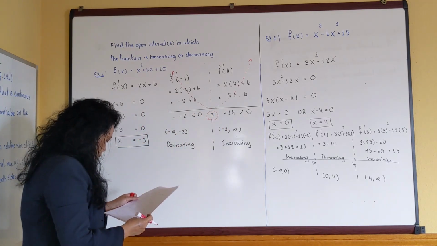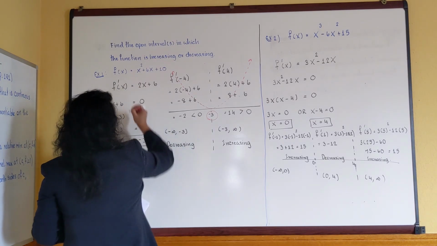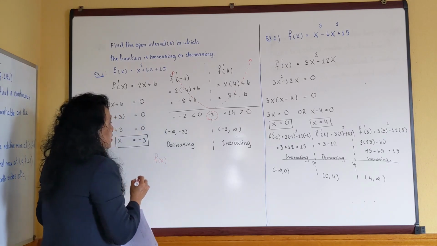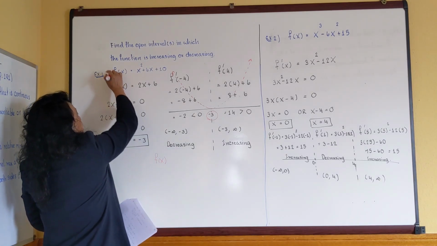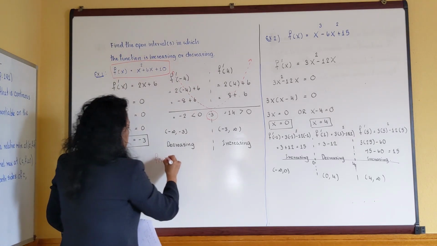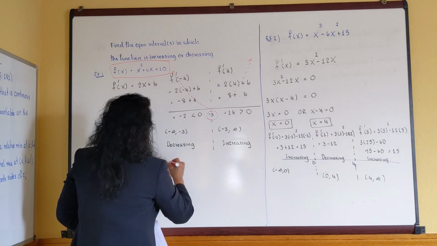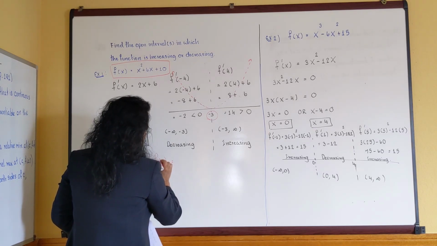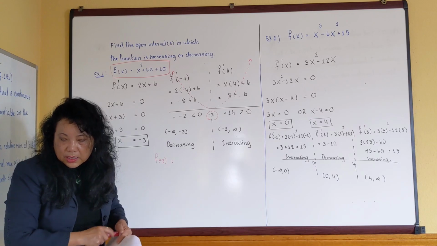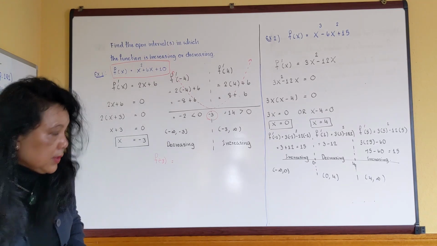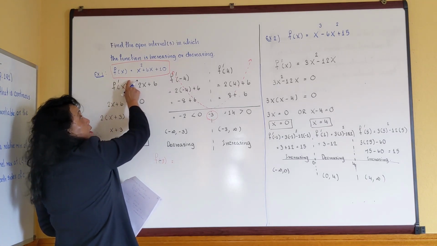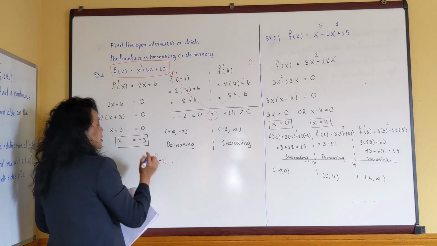To get your minimum point, you have to plug into the function f of x, all right? So I'm going to do f of negative 3. Let me change the color because of the red. All right, so f of negative 3. Make sure you go back to the original function, not the derivative one.